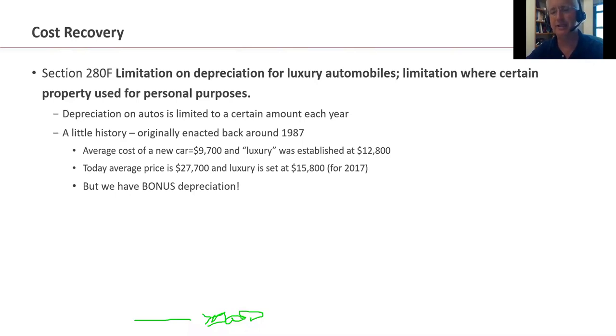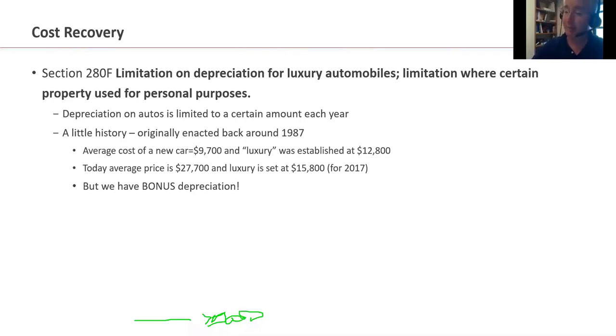Today, the average price of a car is about $28,000. In 2017, the depreciation limitations kicked in at 15.8. Now, you don't need to know those rules. Don't worry about them. I'm just letting you know that they forgot to consider what luxury was. So what happened is, as we had worked our way through time through 2017, every car was a luxury car. Every car was subject to a depreciation limit. That clearly wasn't in the mind of the Congress when they wrote this rule back in 87.